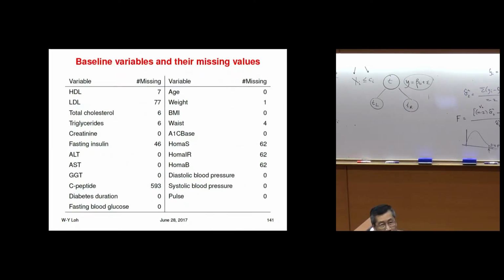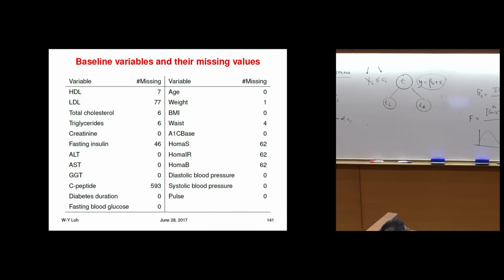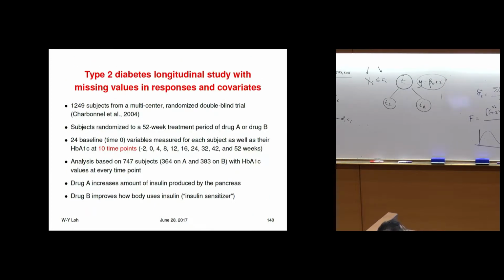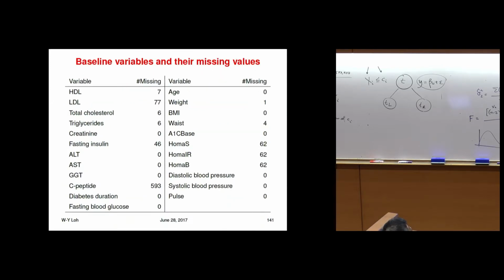So what are the predictive variables, the baseline variables? So HDL, LDL, total cholesterol, triglycerides, fasting insulin, and all this, age, weight, BMI, and so forth. Okay? Some of them have some missing values, some of them have a lot of missing values. C-peptide is missing for about 1/3 of the patients. So when I first looked at this, I was wondering why. You see, we have 1,200 subjects. Why do almost 600, almost half, have missing C-peptide?